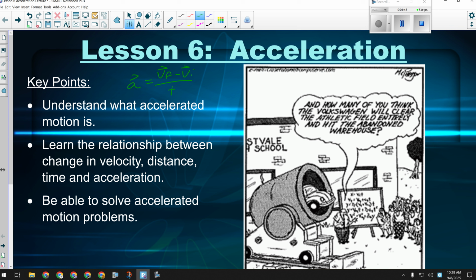Okay? So, understand what accelerated motion is. Well, very simply, acceleration is any change in, not movement, too general, velocity, right? Any change in velocity, right? Not speed, velocity, any change in velocity. Does that mean you can't put speed into this formula? Absolutely not. You can totally put final speed and initial speed into that formula, but it's set up as a vector, okay? And that also means then that acceleration is a vector quantity, so direction matters.